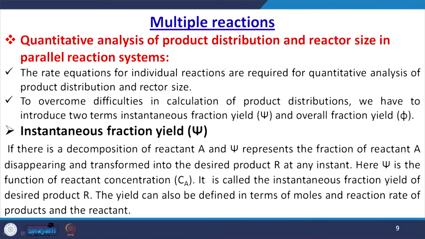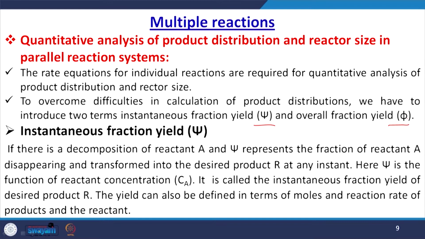Now, let us have a look at the quantitative analysis of product distribution and reactor size in a parallel reaction system. The rate equations for individual reactions are required for the quantitative analysis of product distribution and reactor size. Sometimes these pose various issues in the reactor geometry. To overcome the difficulties in calculating product distribution, we have to introduce two terms: instantaneous fraction yield, that is psi, and overall fraction yield, that is phi. So, you need to keep these in mind.